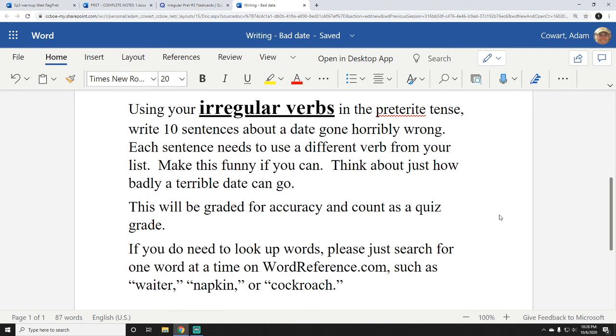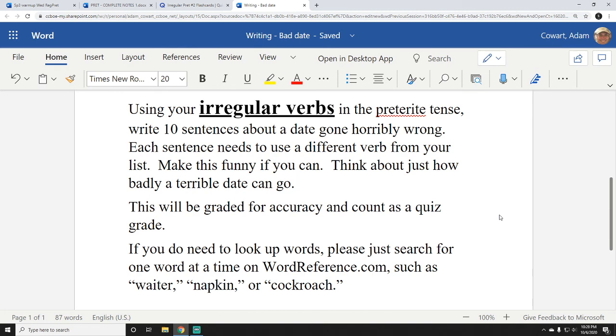Think about just how badly a terrible date can go. This will be graded for accuracy and count as a quiz grade. If you do need to look up words, please just search for one word at a time on something like wordreference.com or Spanish Dict or things like that, such as waiter, napkin, cockroach. Okay, so use your imagination, make this fun, make it interesting, because I'm going to be reading a bunch of these, and they might as well be entertaining, right? And I want you to enjoy it.